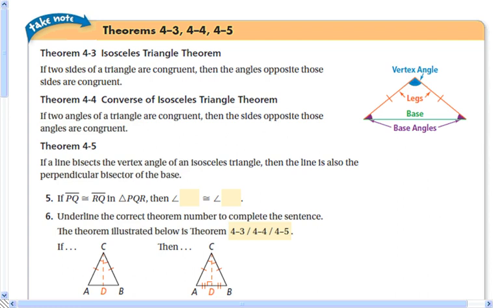All right, the isosceles triangle theorem. We'll abbreviate this one ITT. If two sides of a triangle are congruent, then the angles opposite those sides are congruent. Converse of the isosceles triangle theorem: if two angles of a triangle are congruent, then the sides opposite those angles are congruent.